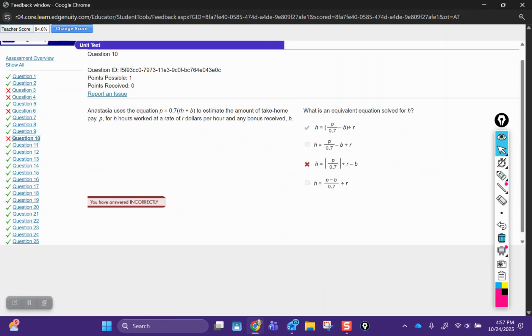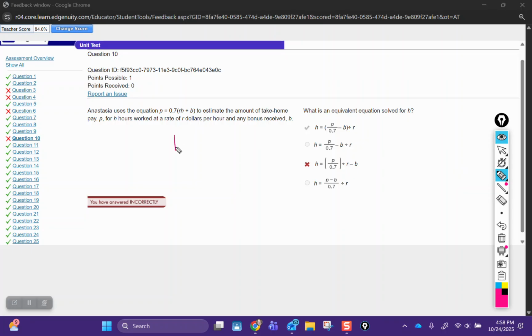And in the last one, it says, Anastasia uses the equation P equals 0.7 times the quantity of RH plus B to estimate the amount of take-home pay, P, for H hours worked at a rate of R dollars per hour and any bonus received, B. What is an equivalent equation solved for H? All right. This is called literal equations. This is probably my algebra students' least favorite lesson of the entire school year because these are tricky.